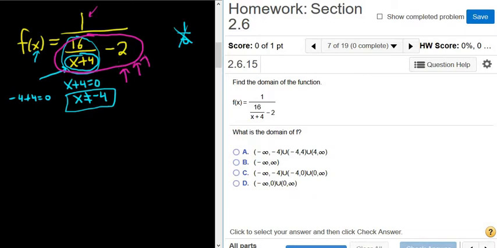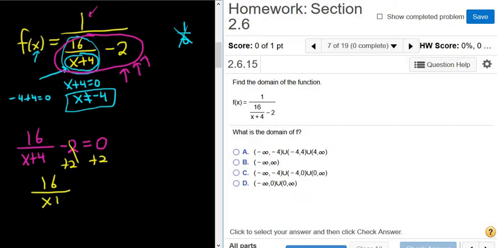So to find out when this is 0, we'll set the whole thing equal to 0, and then we'll solve this for x. To solve this for x, maybe we can add 2 to both sides. So plus 2, plus 2. So we get 16 over x plus 4 equals 2. And then we have to clear the fractions, so maybe just multiply by x plus 4. So these cancel, and so we end up with 16 equals 2x.